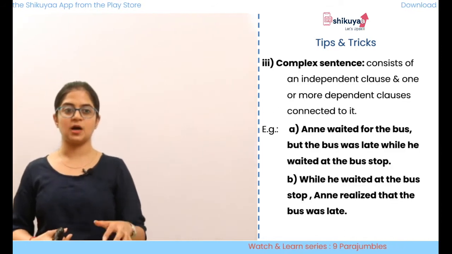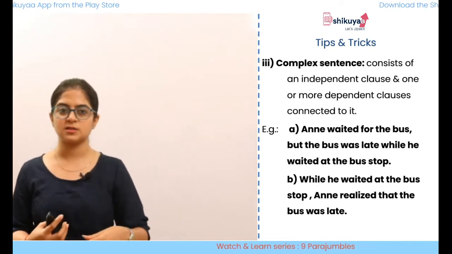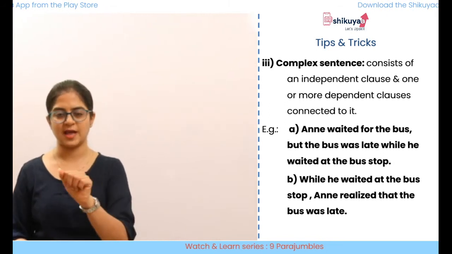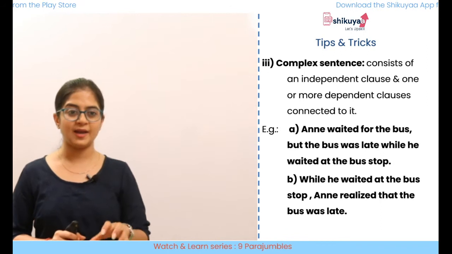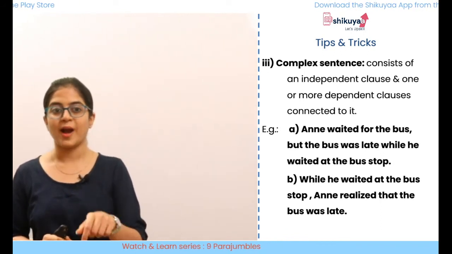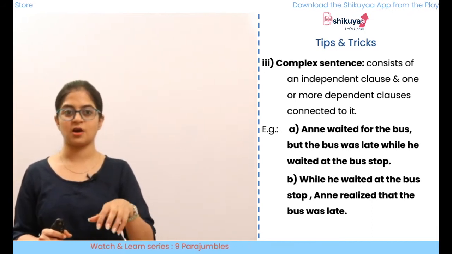Next is the complex sentence. A complex sentence includes an independent clause with one or more dependent clauses connected to it. Let us have an example so that it will help you to clear this concept. Annie waited for the bus, but the bus was late, while he waited at the bus stop. Now see, this is a complex sentence.